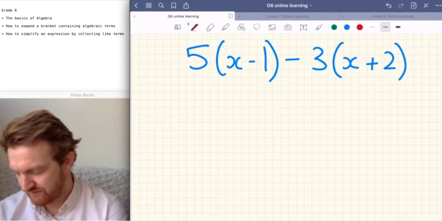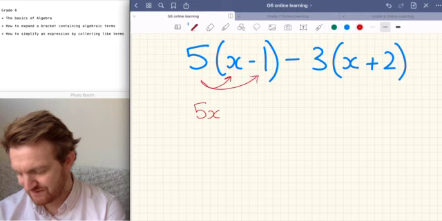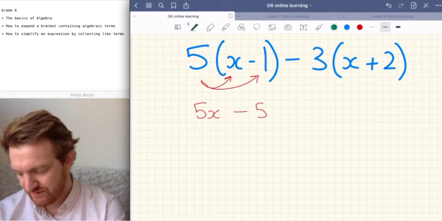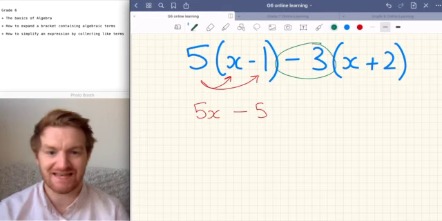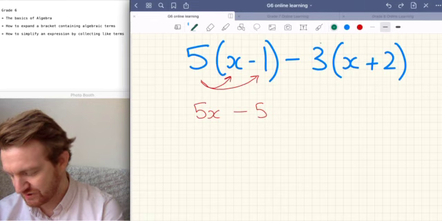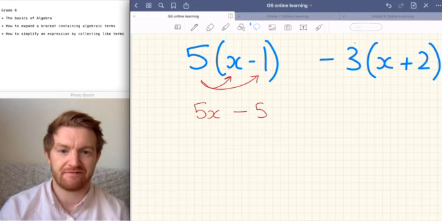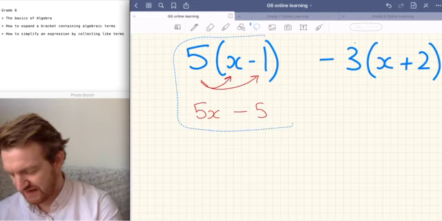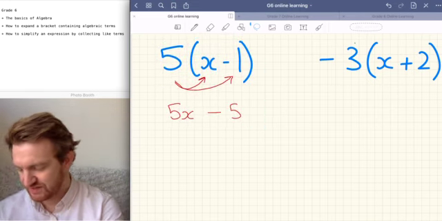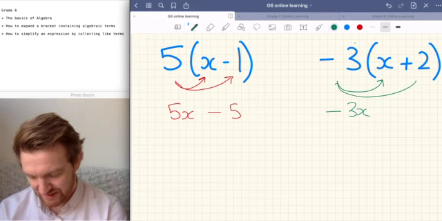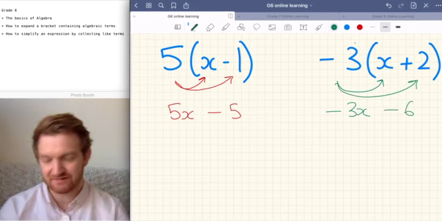Let's do it one at a time. 5 times x is 5x. 5 times negative 1 is negative 5. Here we've got this negative and 3 is like negative 3. I'm going to put a little gap in to show you what I mean. Put a little gap in there. Yeah, because it's like 5x plus 1. Let's move all of that so there's a big gap in the middle so we can see. It's like two separate parts, which we're going to put together in a minute. Negative 3 times x is negative 3x. Negative 3 times positive 2 is negative 6.